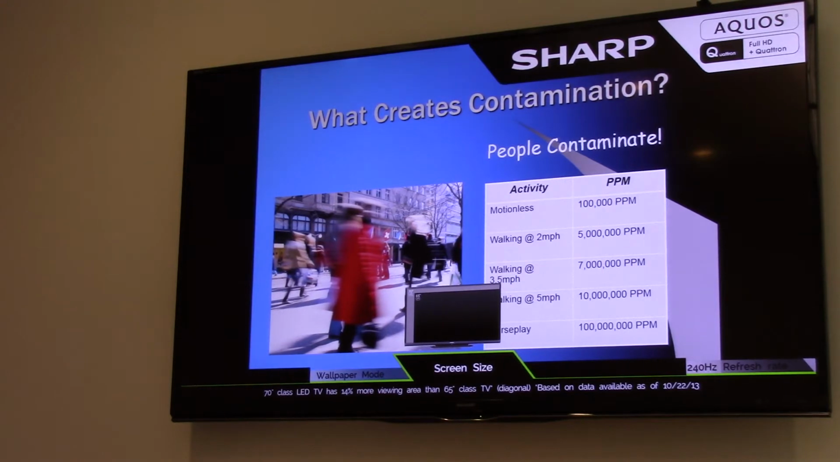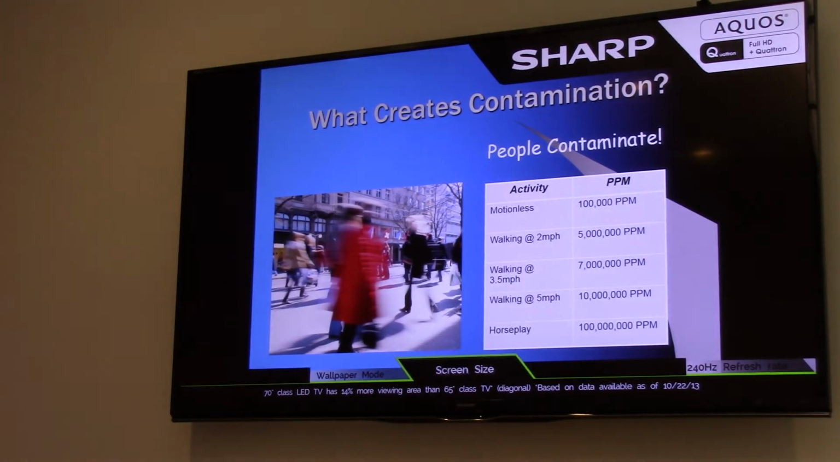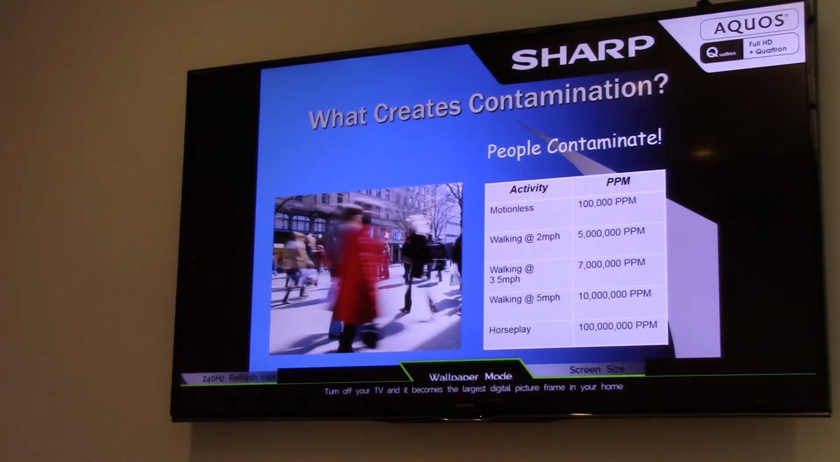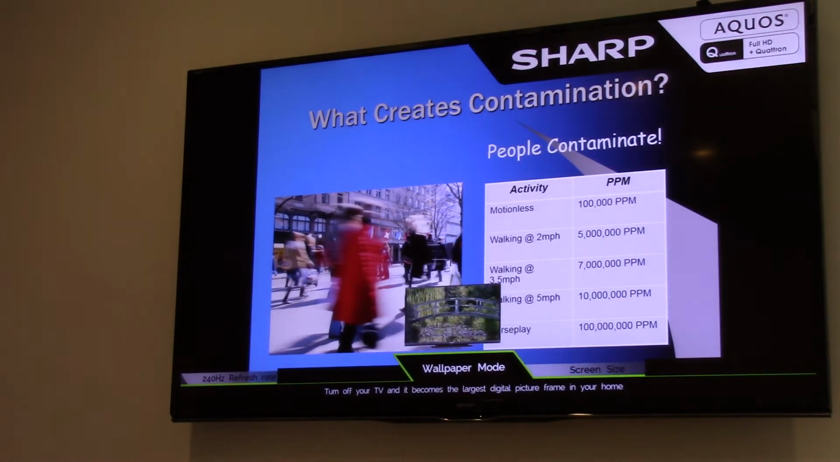So this gives you an idea of how many particles are generated in parts per million based on certain activity levels. So if you're just sitting still, you're generating about 1,000 parts per million. Walking at a slow pace, you're over 5 million, and so on.